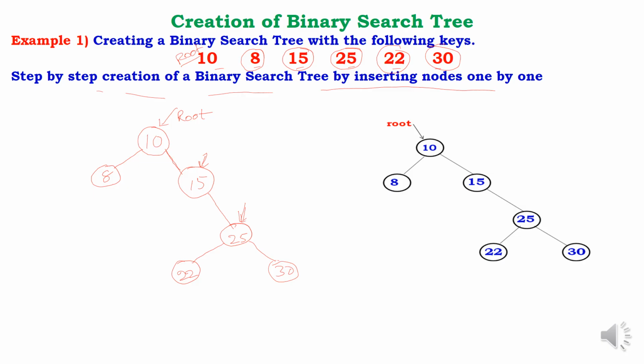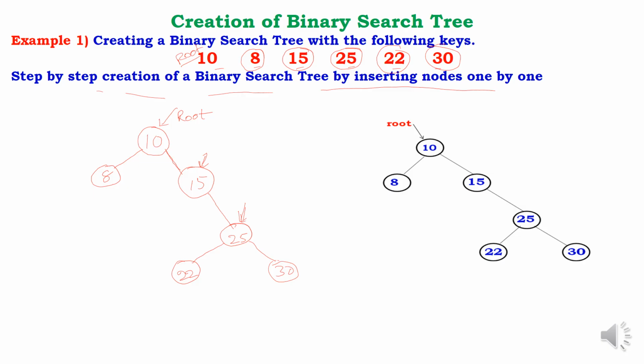Now verify whether all the left nodes are less than the parent value and all the right nodes are greater than the parent value. Is there any duplicate values? See, 8 is less than 10, 15 is greater than 10, then 25 is greater than 15, so 22 is less than 25, 30 is greater than 25.